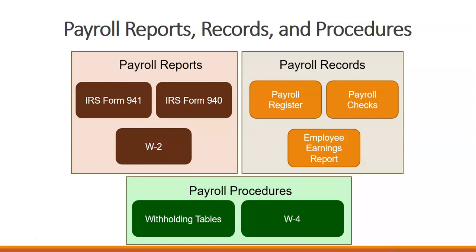Then your employer records your payroll for the entire year. They keep a payroll register. They have employee earning reports. They issue checks, and then at the end of every year, they're going to issue you a W-2, which has all of the information on it that says how much you earned, how much was withheld, and it also includes the different amounts. So if you withheld stuff for health insurance, that's going to be in a box on your W-2. If you withheld for retirement contributions, that's going to be on your W-2.